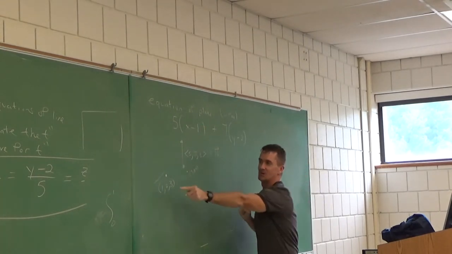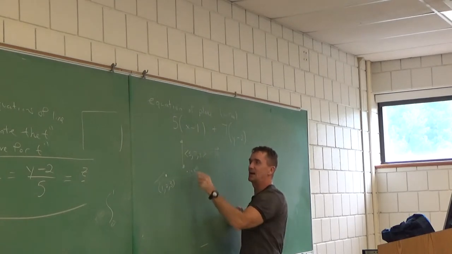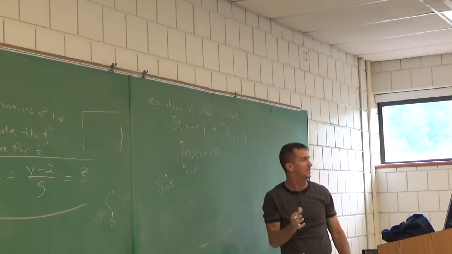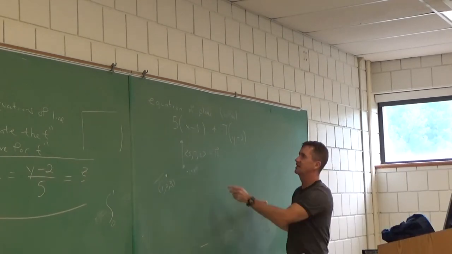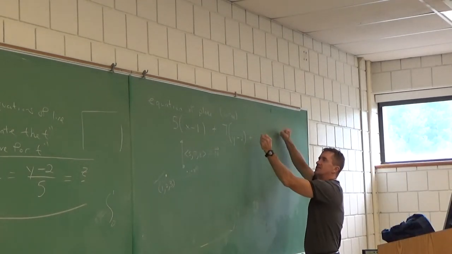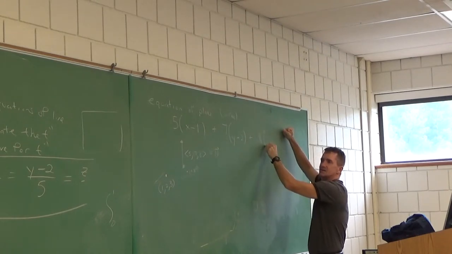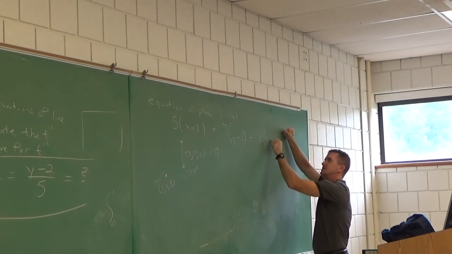5 times the x minus 1, plus 7 times the... what would be the y component of the vector in the plane? Y minus 2, right? Make a vector out of that, and then finish out the dot product: 8 times the z minus 3.